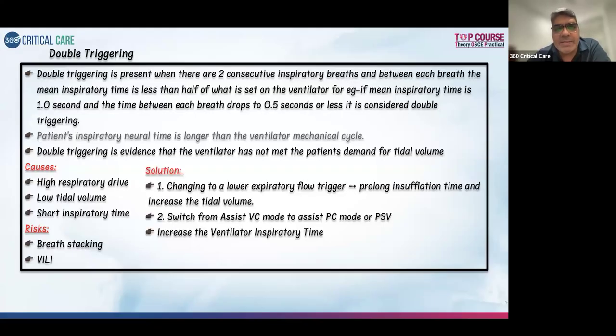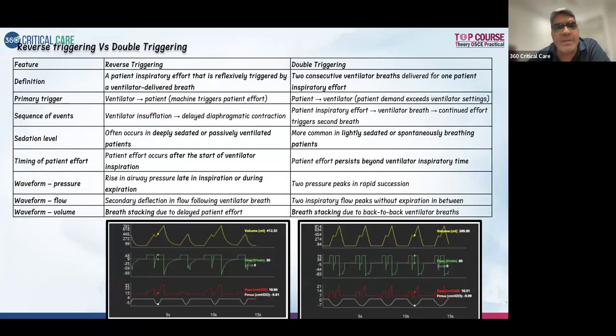What we can do is change to a lower expiratory flow trigger, so the patient is allowed to breathe for a longer period of time without cycling from inspiration to expiration. I'll tell you with the subsequent figure what I mean. Or you can sedate the patient again, switch to assist control mode, or switch to pressure control mode, which is more control, and sedate the patient. Okay. Or the third thing that you can do is to increase the inspiratory time, matching the patient's requirement.